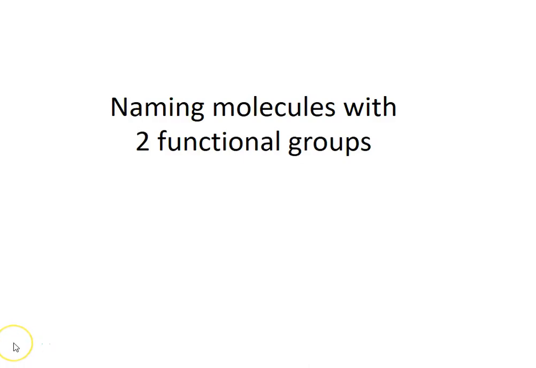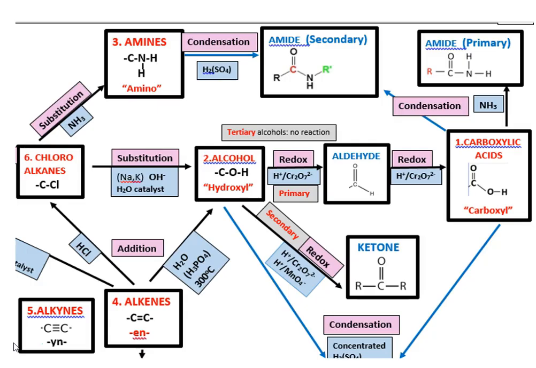Okay, this video is for naming molecules with two functional groups, how to work out which one is the most important. Remember, we put the main name, the most important name, at the end. So when we do chapter 11, we'll look at how alkanes, which are off the screen, can eventually be turned into carboxylic acids, and how different molecules can be turned into another molecule if you have the right chemicals.